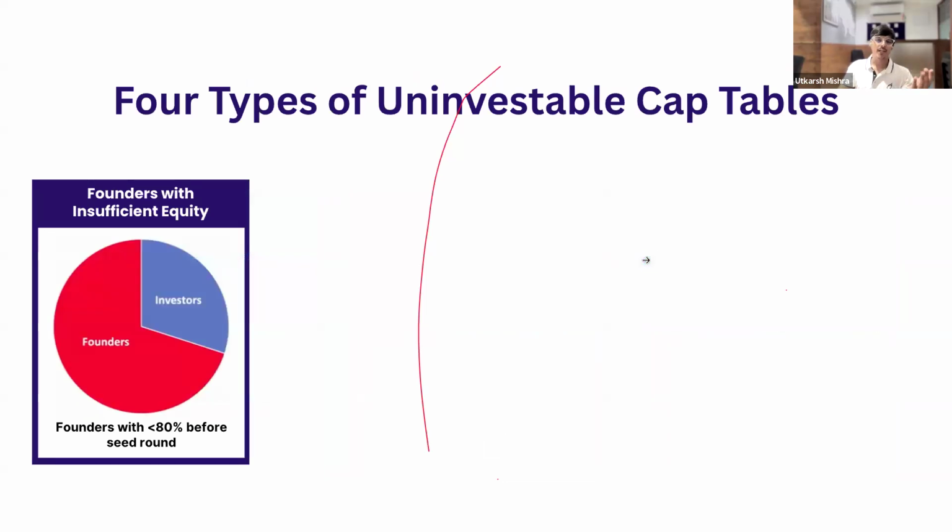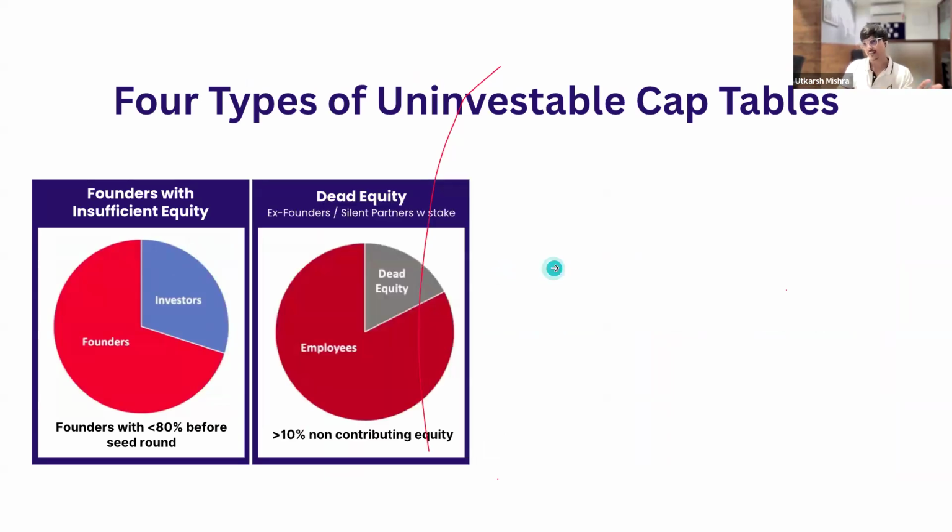Now there are four types of uninvestable cap tables, so be cautious that we don't fall into this category. First, founders with insufficient equity. Let's say you dilute more than 20% in the pre-seed round, that becomes an uninvestable cap table. This is the most important slide, like we should avoid all the mistakes that are here.